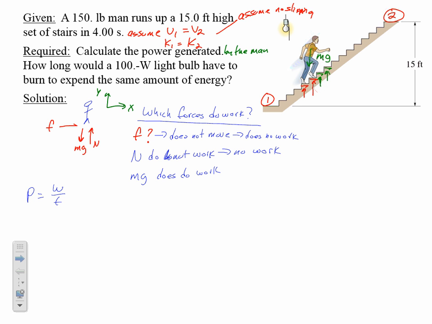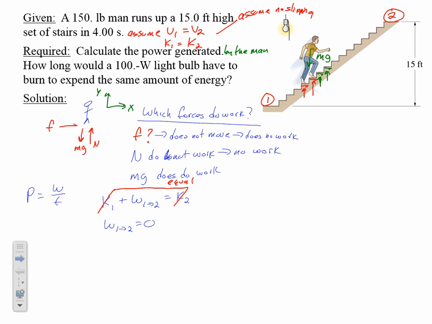So according to our work energy principle, we can say the kinetic energy at 1 plus the work that's done on the man from 1 to 2 is going to equal K2, kinetic energy at 2. But we know that K1 and K2 are equal to each other by our initial assumption. So these are equal and they cancel out. And so basically we're left with the work that's done on the man between 1 and 2 is 0.